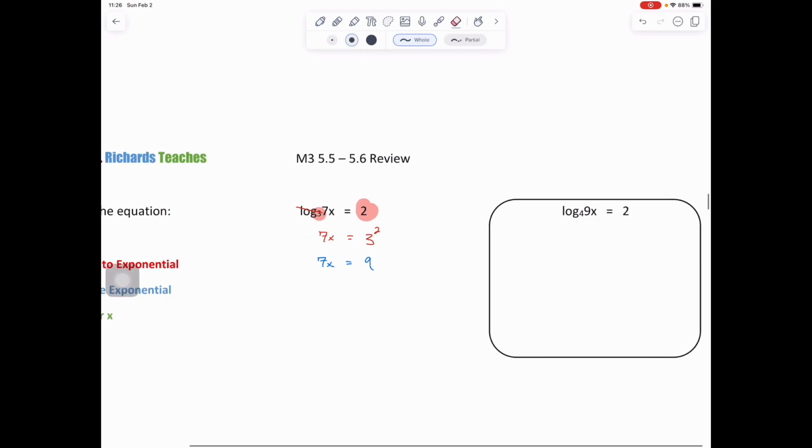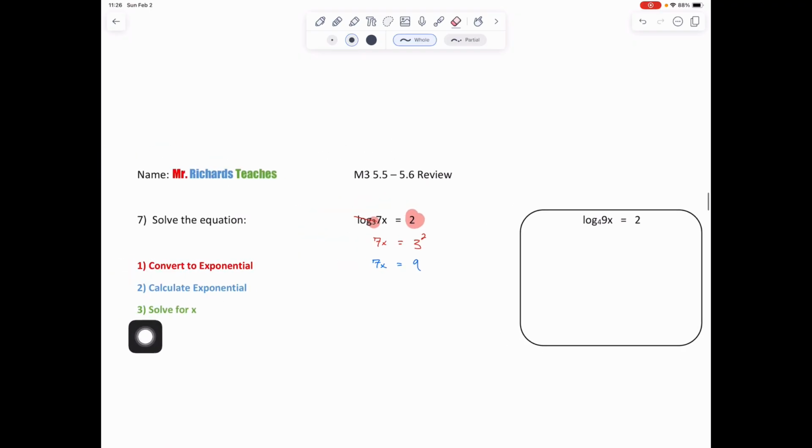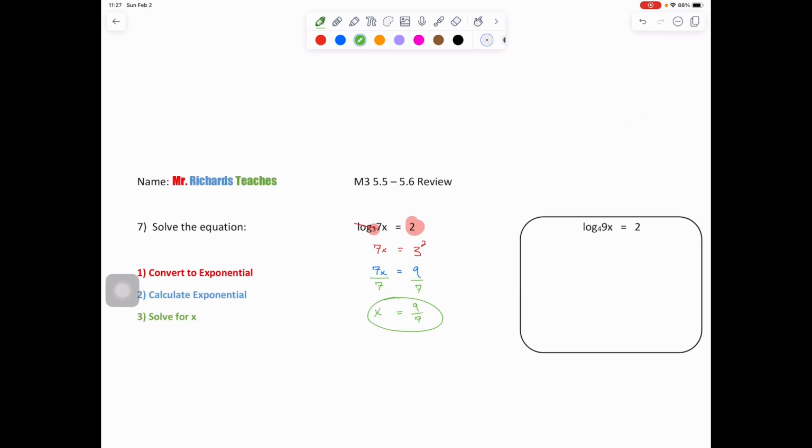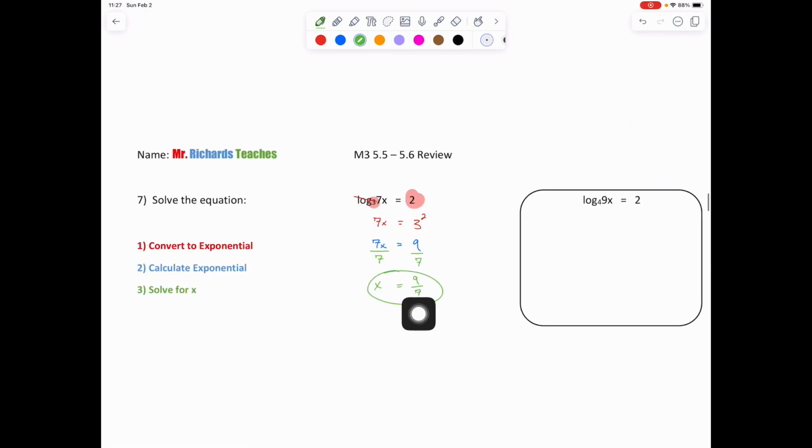And then our last step will be to simply solve for x. And what shall we do? Yes, we shall divide each side by 7, giving us x equals 9 over 7. Circle your answer, but pause the video so you can take a look at your practice, write that down, and solve.